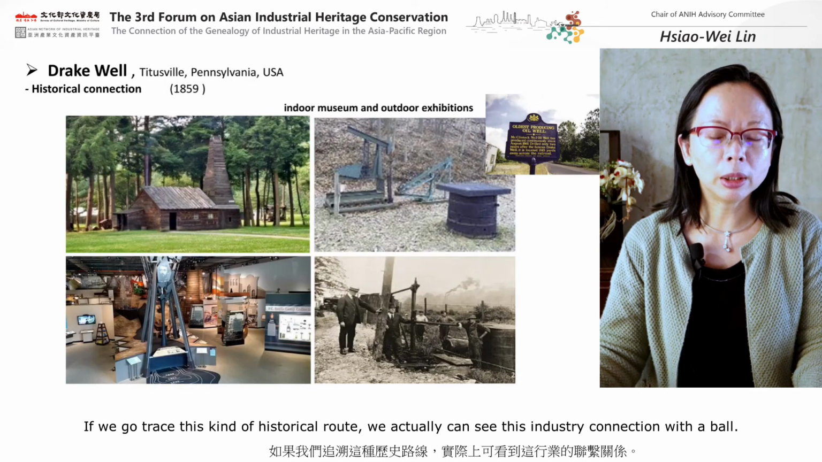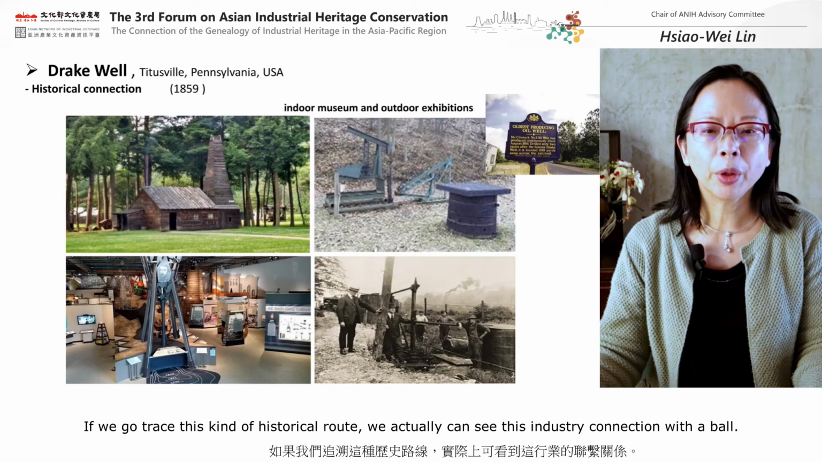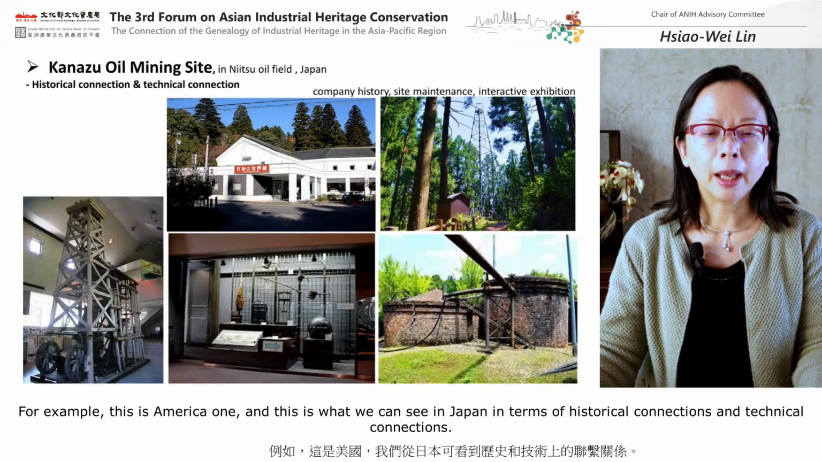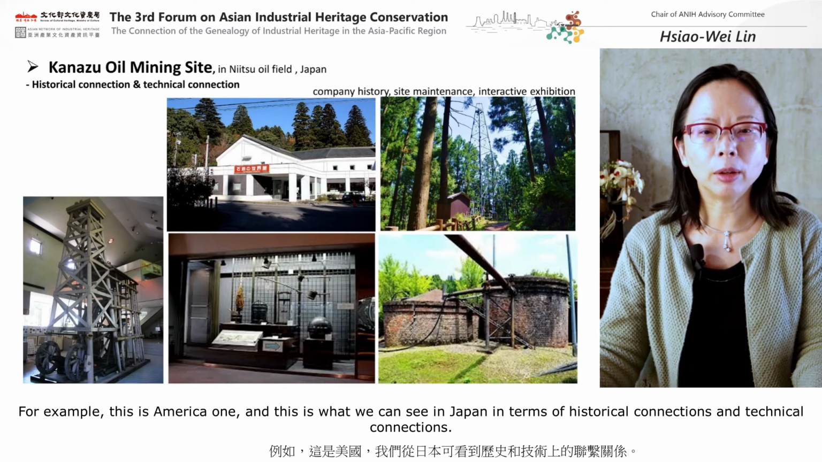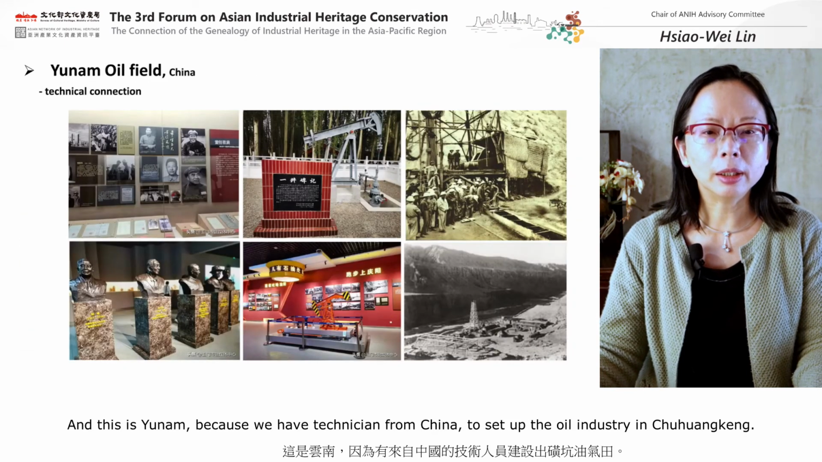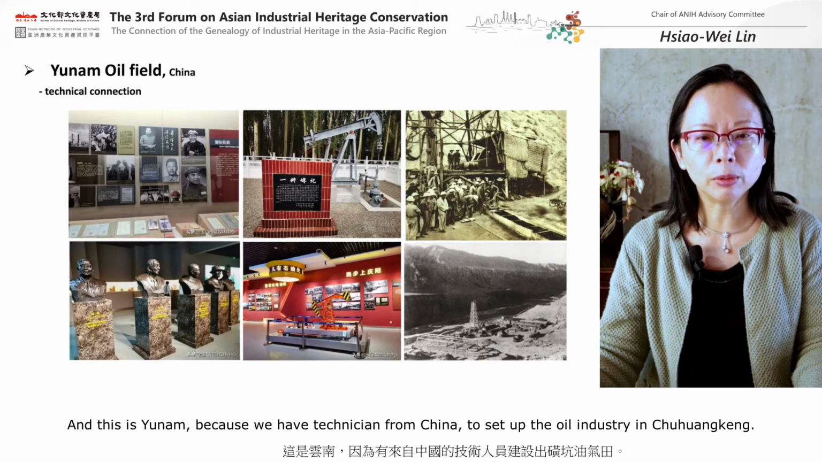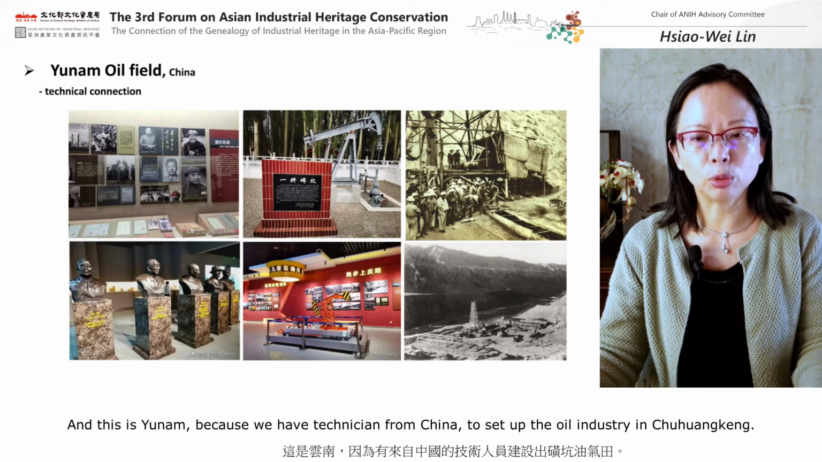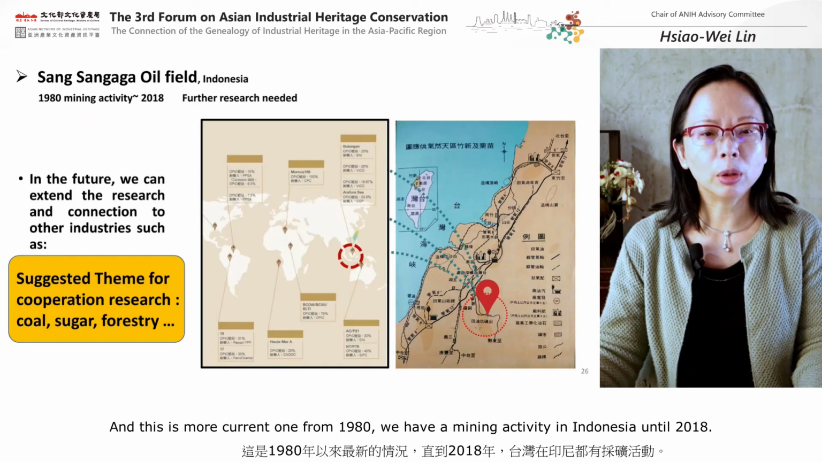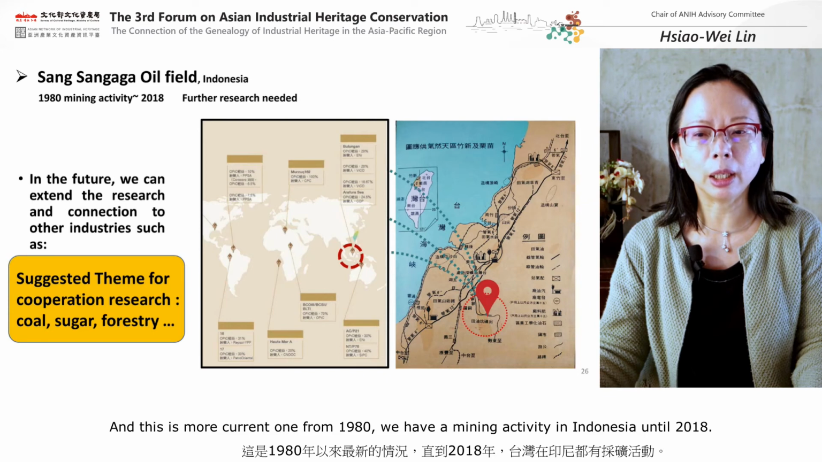So if we trace this kind of historical roots, we can actually see this industry connection with abroad. For example, this is the American one, and this is what we can see in Japan in terms of historical and technical connections. And this is Yumen, because we had technicians from China to set up the oil industry in Chuhuangkeng. And this is a more current one from 1980. We had mining activity in Indonesia until 2018.